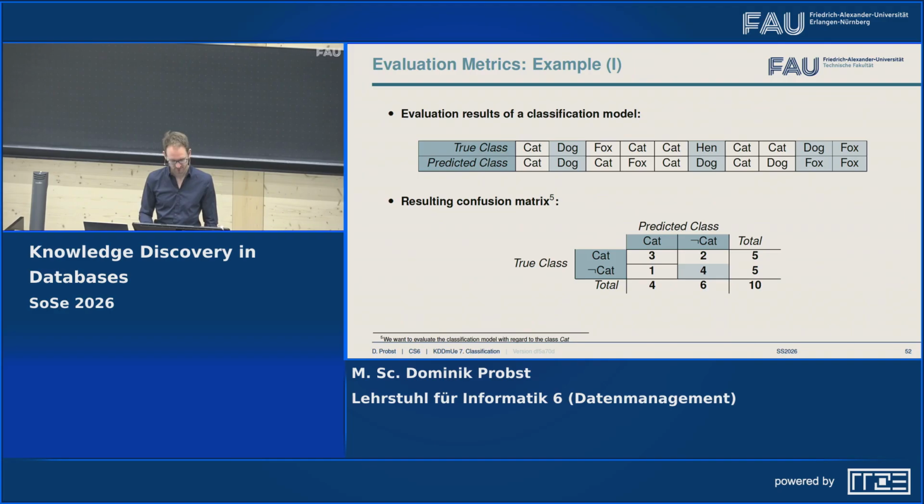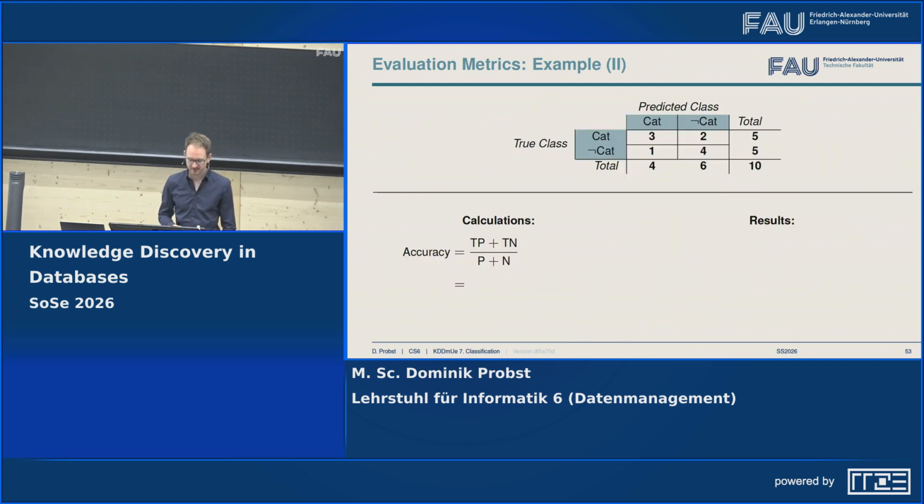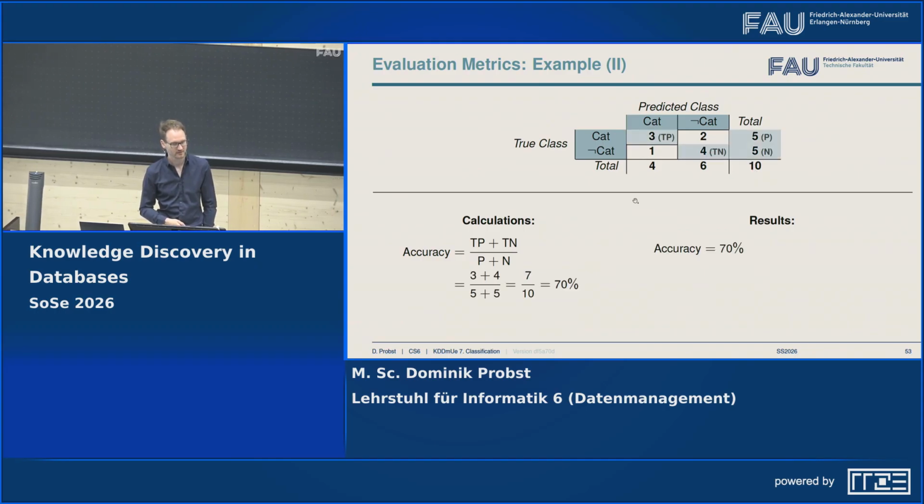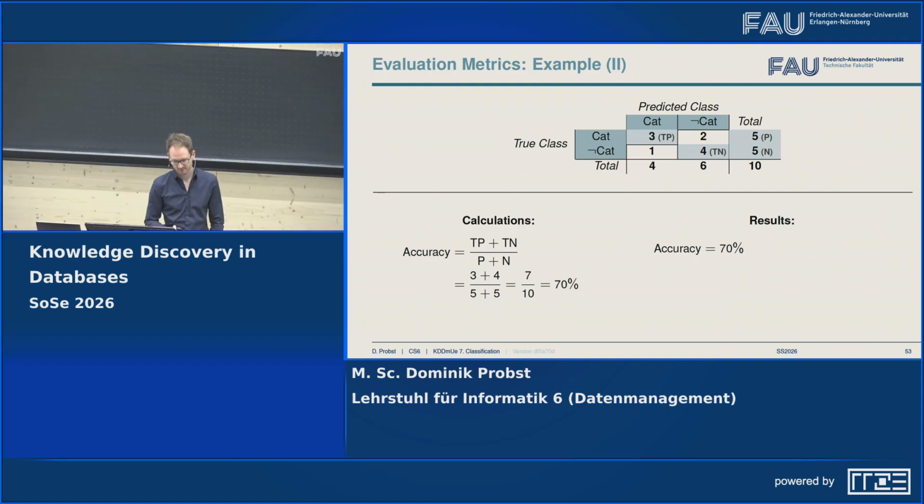True negatives, sorry. And we end up with this confusion matrix. And now we can simply apply the calculations. So for accuracy, we add up 3 plus 4 divided through 10 is 7/10. So our accuracy in this case would be 70%.